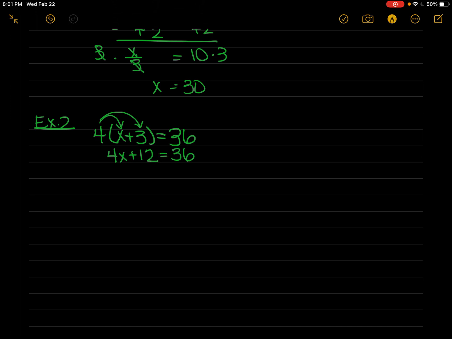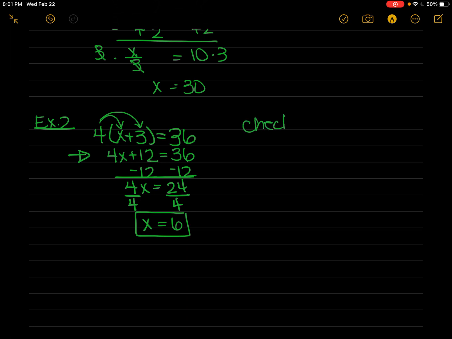Okay, and now after I do that, this equation looks just like the one we did in example 1. So I can solve it the same way. I'm going to subtract 12 from both sides, and I get 4x equals 24. Then I'm going to divide by 4 because I have 4 times x, so I'm going to divide by 4, and that gives me x equals 6. And that's my answer.